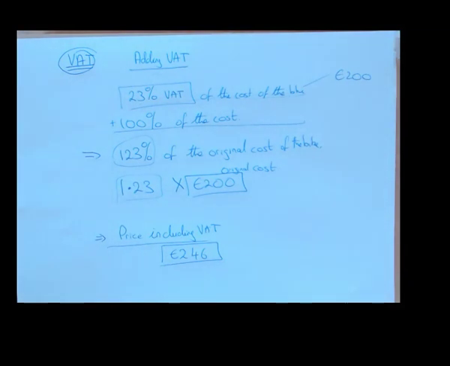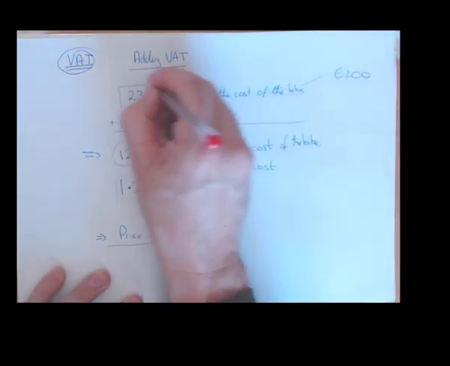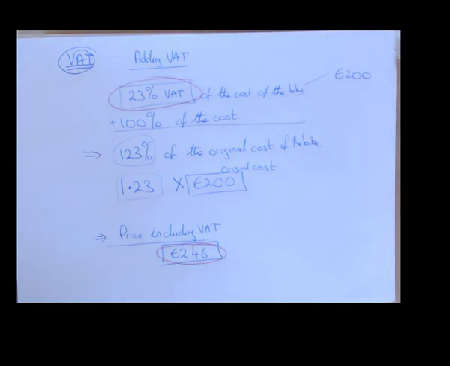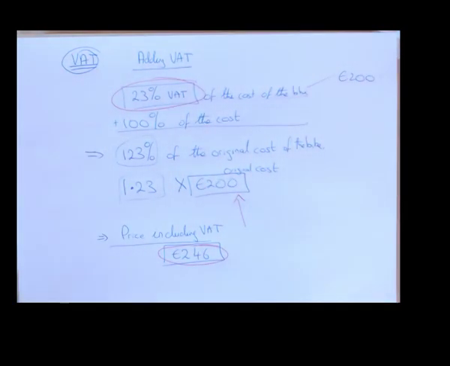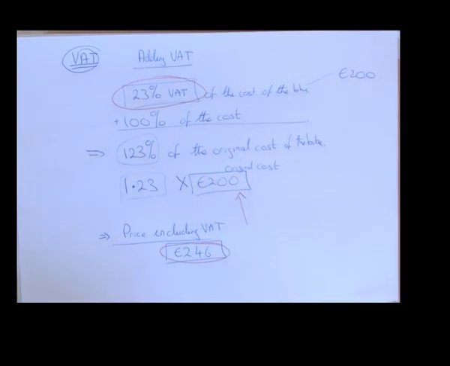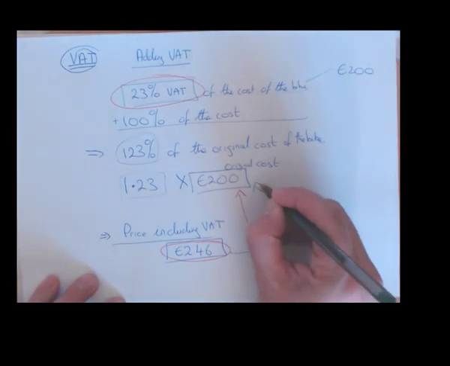Now this time I want to find out what the original cost is, and I'm only going to tell you this number. So I'm going to tell you this number, I'm going to tell you this percentage VAT that was added, and I want to know what this is. So let's have a look. How did this work? I went 1.23, I multiplied it by this number to get this number. The question is, how do I, if I'm given this number, how do I go back here?